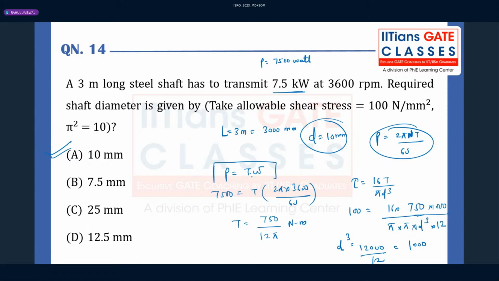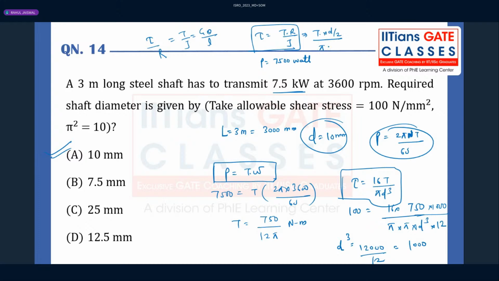These two equations we have to use: power is equal to torque into omega, and the torsional equation. How did we get this equation? Tau by r, T by J, tau by r, G theta by L. So tau will be T into r by J. So T into d by 2, J will be pi d power 4 by 32. That's how you get 16T divided by pi d cube.